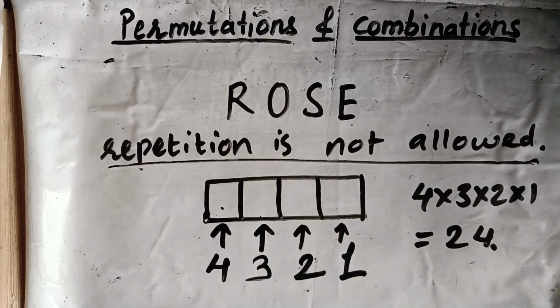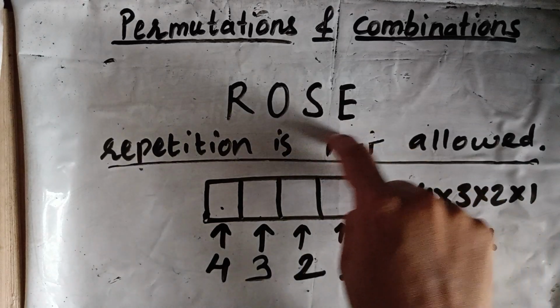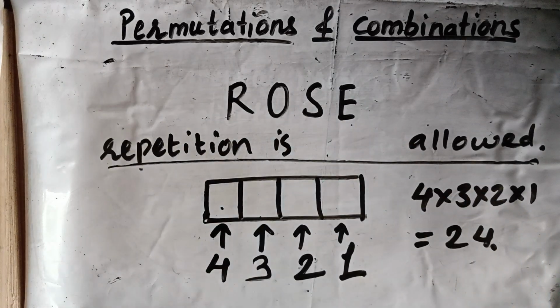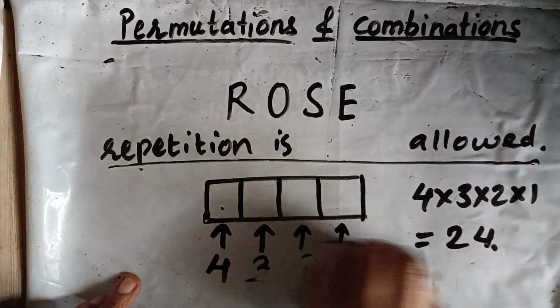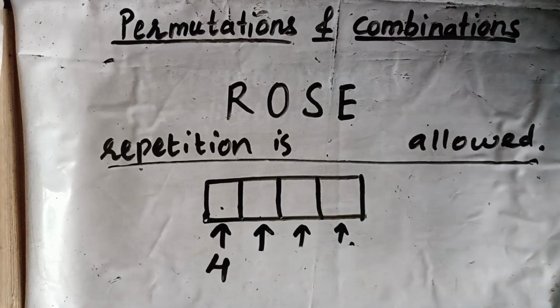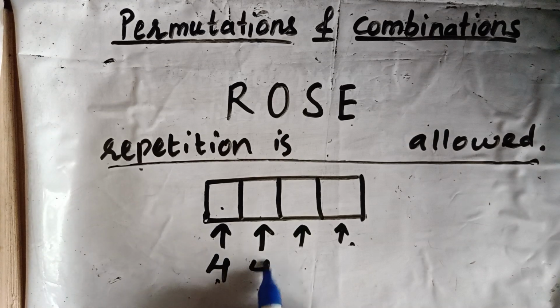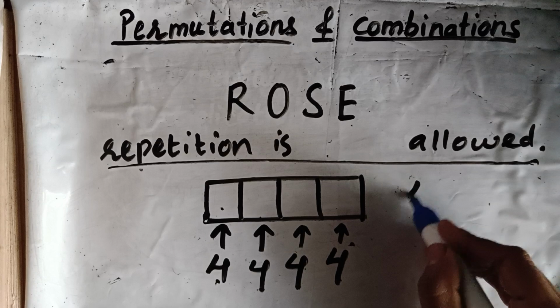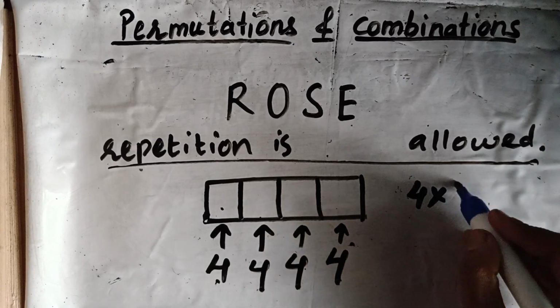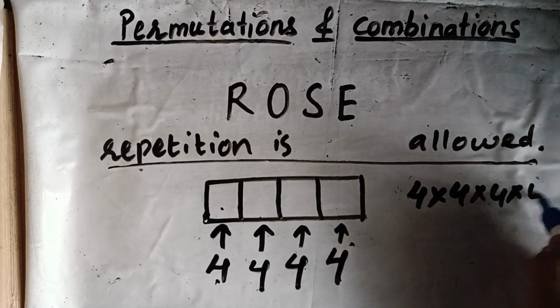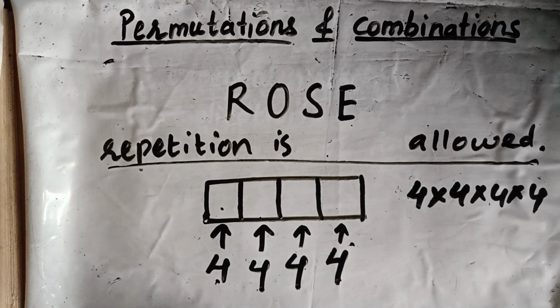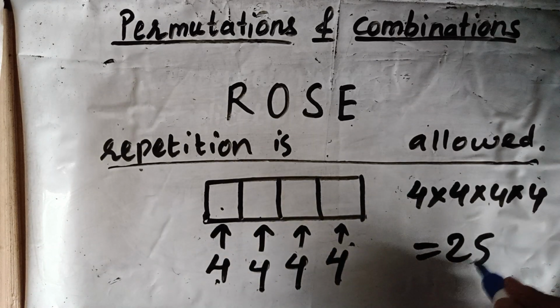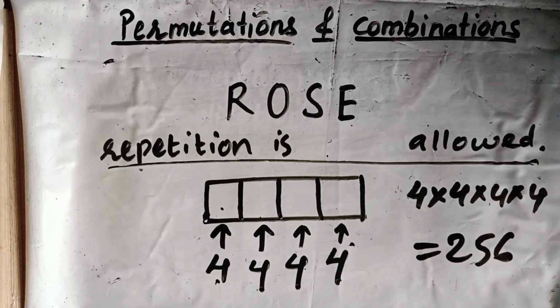Now if the repetition is allowed, then these places can be filled in 4 different ways, in 4 different ways, in 4 different ways, and in 4 different ways. So the number of words will be 4 into 4 into 4 into 4, which is 256. Okay, next question.